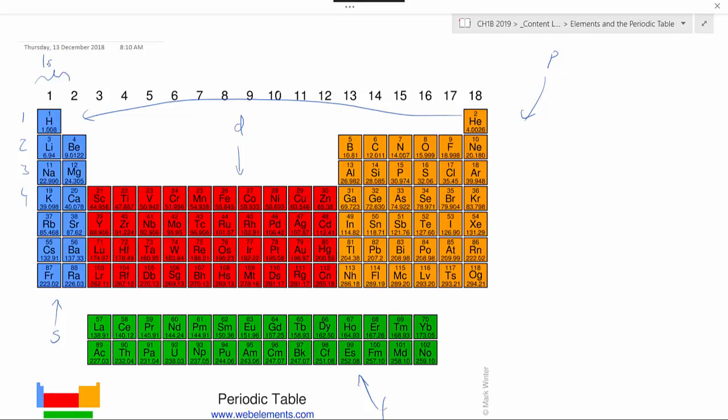Okay, so when we want to write a subshell configuration, what we need to do is look at the element that we want to write the configuration for, and we need to list the electrons that have filled up every subshell up to that point. So I'll give you an example. Let's look at sodium. Sodium's in there, difficult to see with the blue. So sodium is number 11. So we just need to list every electron that we go through to get to sodium.